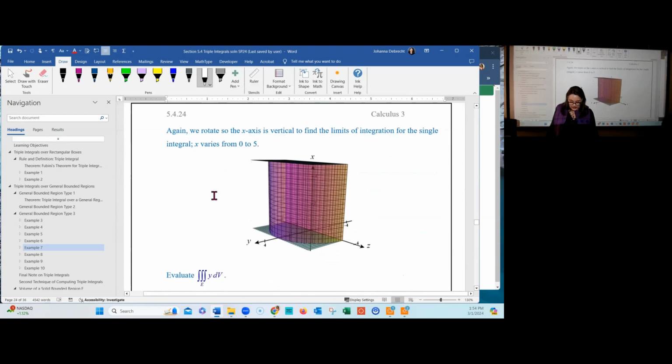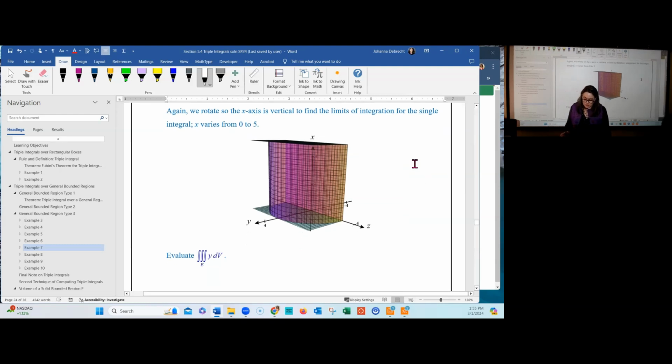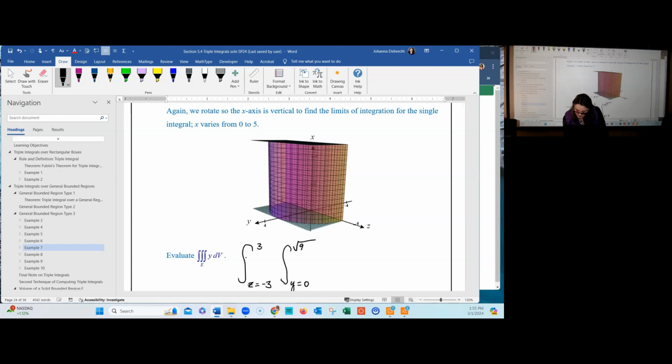Now we rotate it again so that we can determine the limits of integration with respect to the inside integral, the single integral. So we've already computed what the outside ones would be. Let's go ahead and write those down now. Z goes between -3 and 3, and y goes between y equals 0 and y equals the positive square root of 9 minus z squared. That's our double integral part.